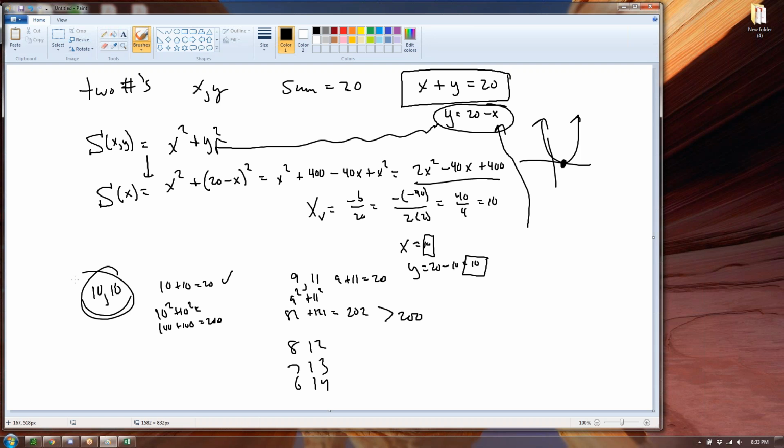What would complicate this problem is if they said two distinct numbers, so where x and y couldn't be the same. But that would be kind of hard. I don't think they would do that to you. It'd be kind of a weird thing to do.